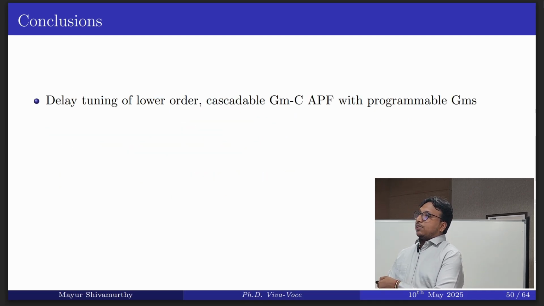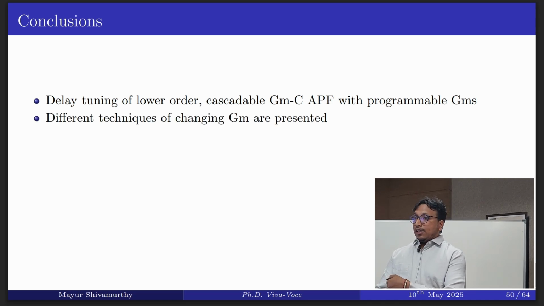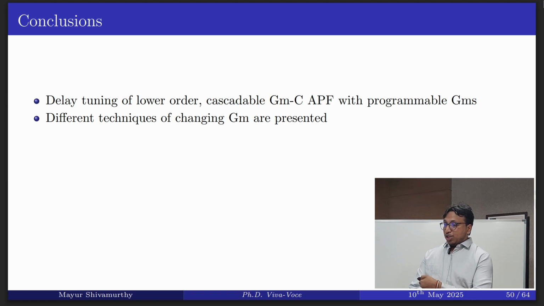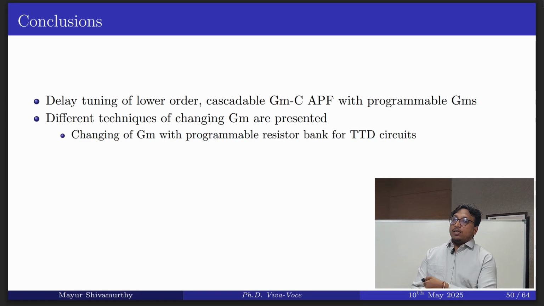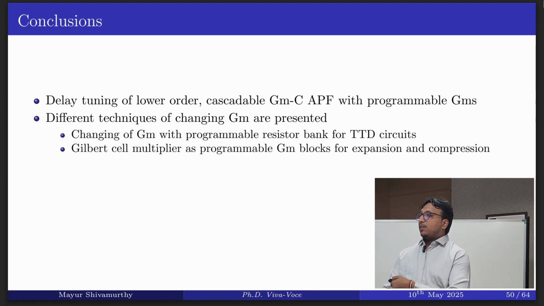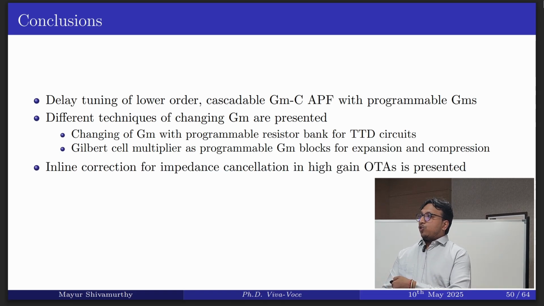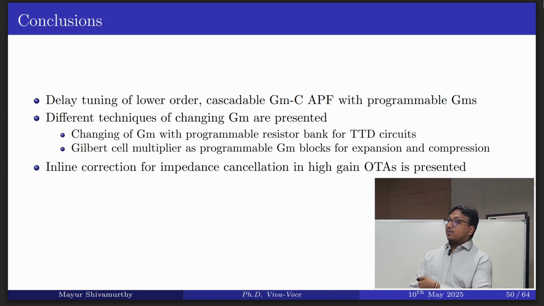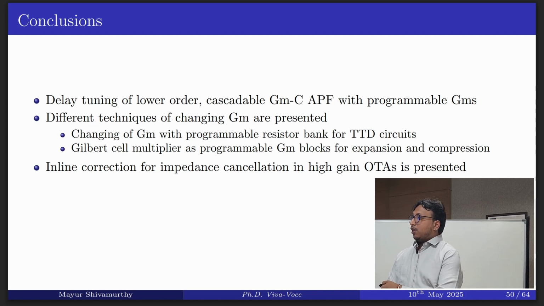The next contribution is that we have come up with a cascadable lower order all pass filter to realize a TTD element, and the delay tuning is achieved using a programmable GM without using any high quality varactors. Different delay tunings are achieved by changing the GM. In case of a TTD, the GM is varied by using a constant GM bias and changing the value of R. For the expansion technique, the Gilbert multiplier acts as a programmable GM for expansion and compression. We have also proposed an inline correction technique for impedance cancellation in a high gain OTA, where the impedance cancellation is done without using any replica circuit.